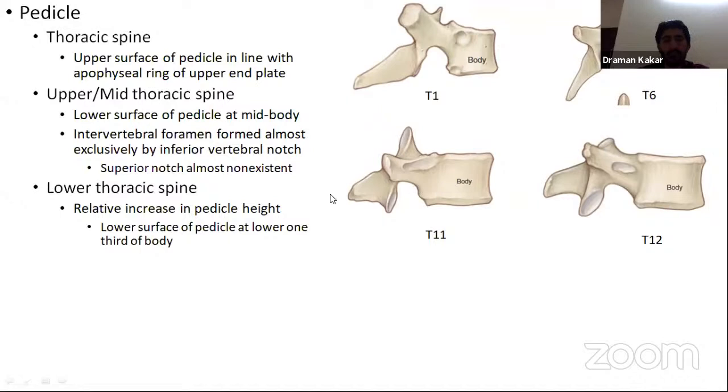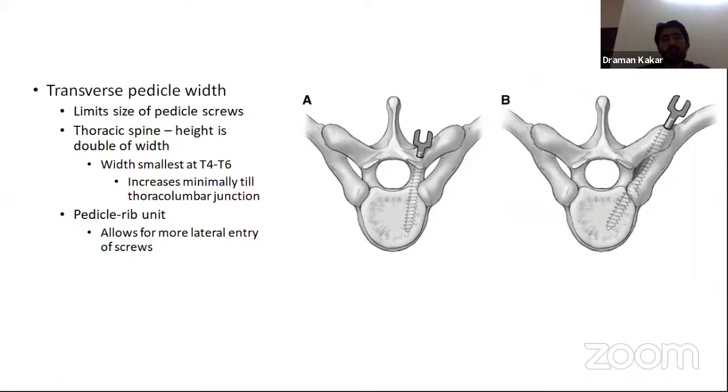The transverse pedicle width is more important while putting screws in the thoracic spine. The pedicle width gradually decreases from T1 down to the T4, T5, T6 level, and then the width again increases from T6 down to the T12 level. This diagram shows the gradual change in the transverse pedicle width.